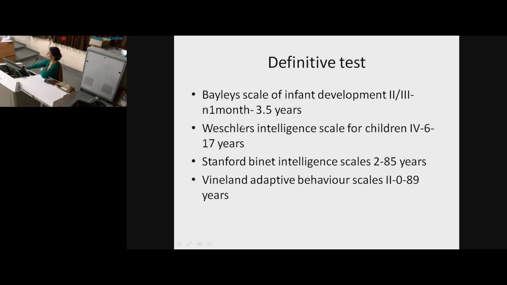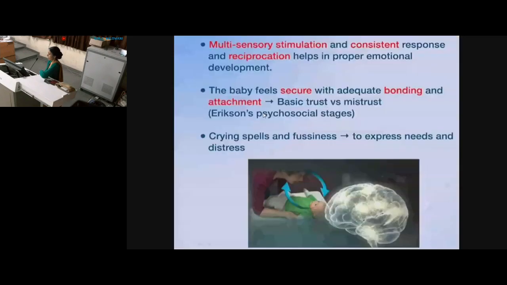Beyond that, for school-going children, it is the Wechsler Intelligence Scale for Children up to 17 years, and for adults and for the general public, like when you're going to school and they have these IQ assessment tests, it's the Stanford-Binet test and the Vineland Adaptive Behavior Scale. This is for 2 to 85 years, and this is for 0 to 18 years. So this is for the entire population, for smaller children and for school-going children. We want you to know the names of these tests.